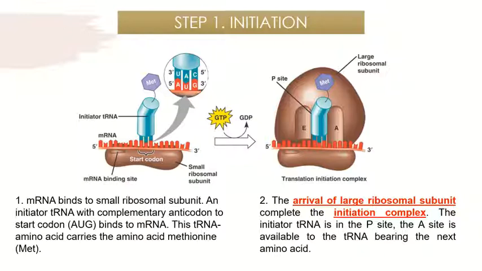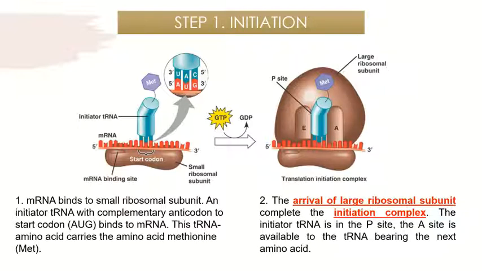Similar to transcription, translation can also be divided into three main stages, which are initiation, elongation, and termination. For the first step, initiation, these are all the components to start the translation, where the mRNA will bind to the small ribosomal subunit first. You can see that you have a single strand of mRNA and a small ribosomal subunit down there.